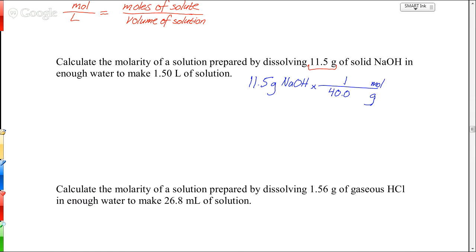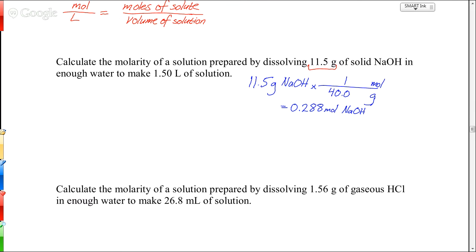Grams per mole. And that gives us 0.288 moles of sodium hydroxide. So when we're making the solution, we are starting with 0.288 moles of sodium hydroxide.